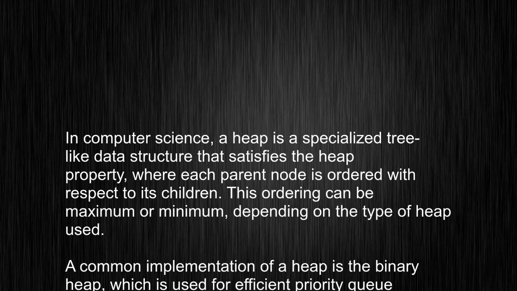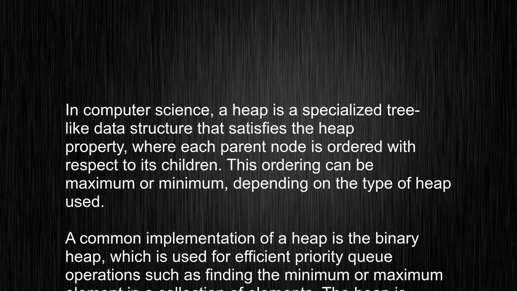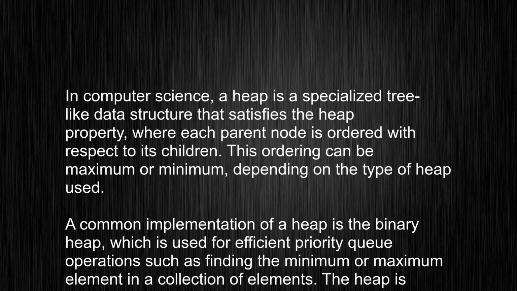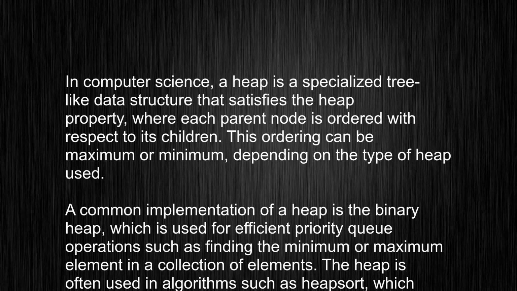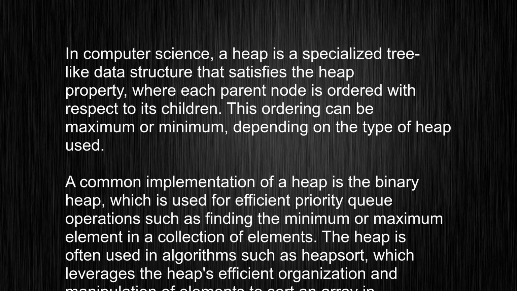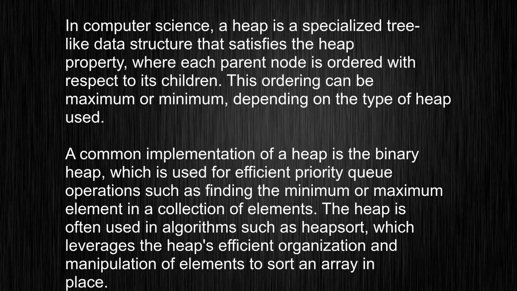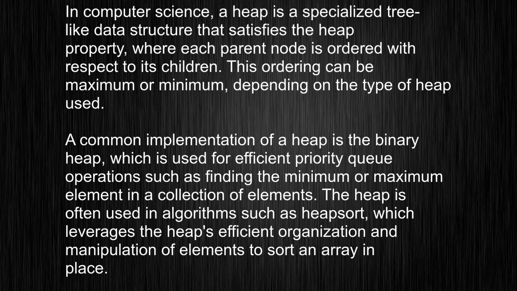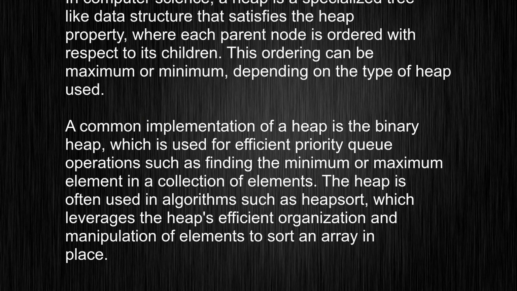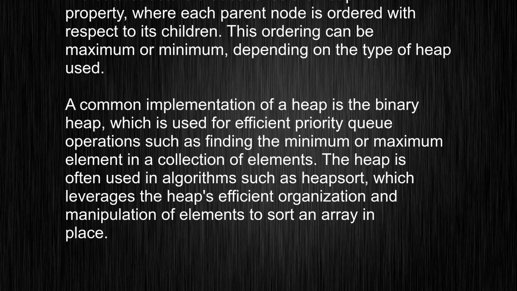In computer science, a heap is a specialized tree-like data structure that satisfies the heap property, where each parent node is ordered with respect to its children. This ordering can be maximum or minimum, depending on the type of heap used. A common implementation of a heap is the binary heap, which is used for efficient priority queue operations such as finding the minimum or maximum element in a collection of elements.